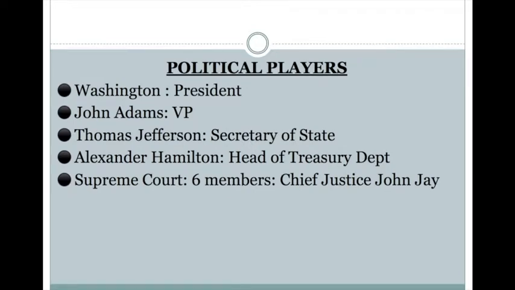The political players were George Washington, who was the first president, John Adams, who was the first vice president, Thomas Jefferson, first Secretary of State, Alexander Hamilton, first head of the Treasury Department, and the Supreme Court, which had 6 members, and the Chief Justice was John Jay.